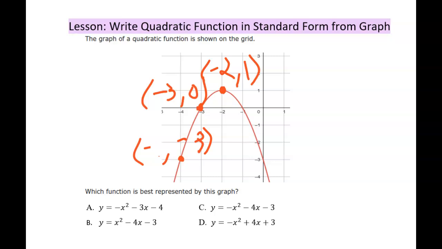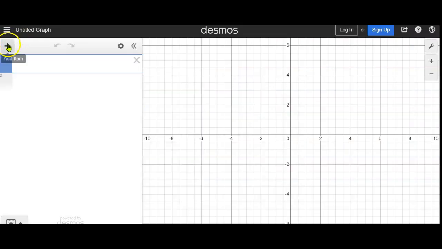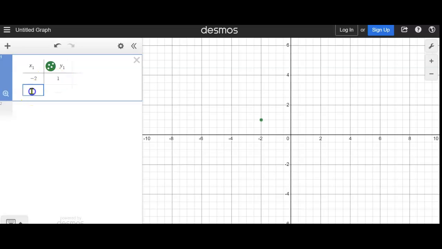Let me fix my 4. So you're going to press the plus sign and click table. Those 3 points are going to be added right here. So (-2, 1), (-3, 0), and (-4, -3).